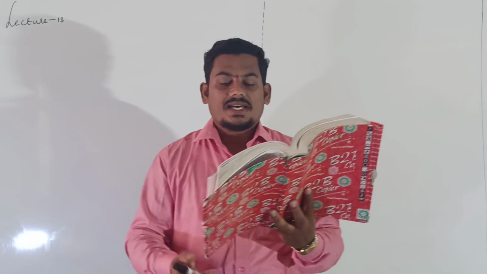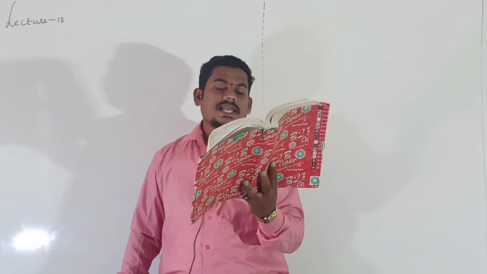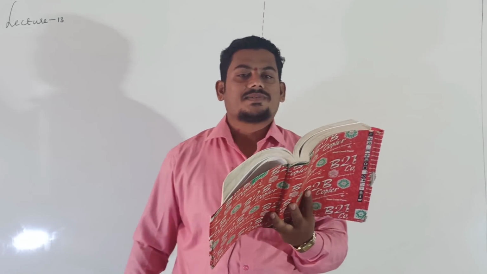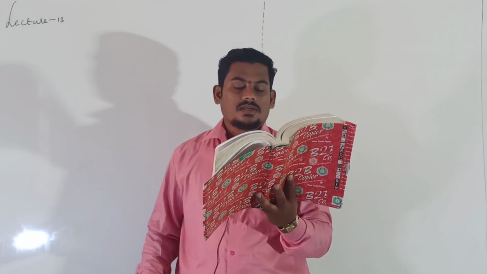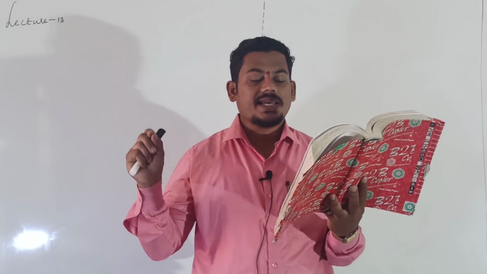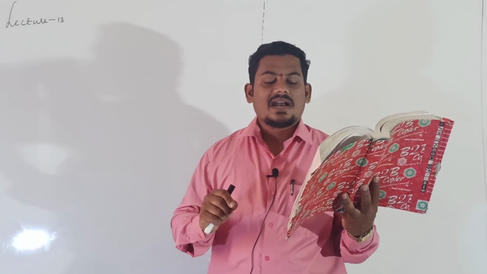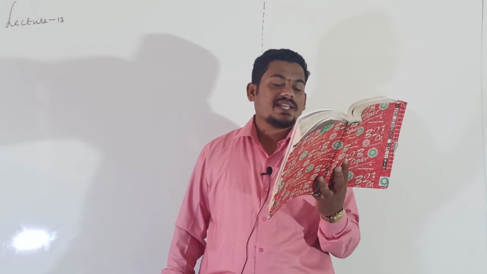Next problem, find the foot of the perpendicular drawn from the point -1 comma 3 on the line 3x minus 4y minus 16 equal to 0. It is one of the very important 3 mark questions. Find the foot of the perpendicular drawn from the point -1 comma 3 on the line 3x minus 4y minus 16 equal to 0.